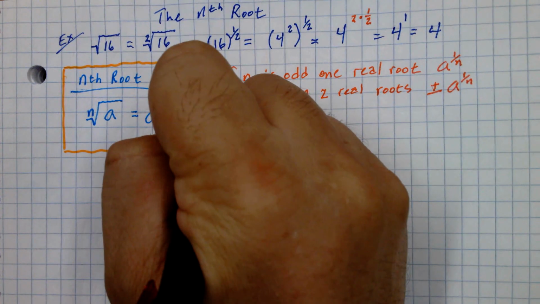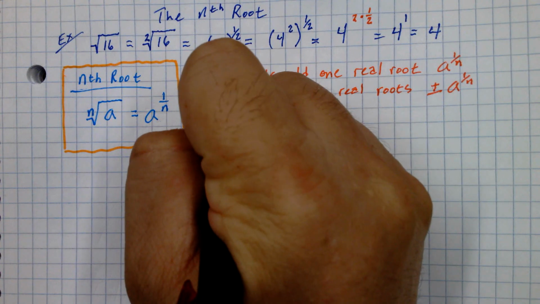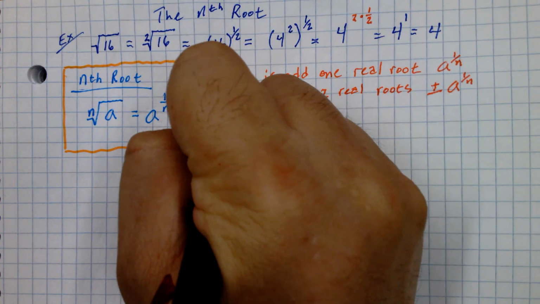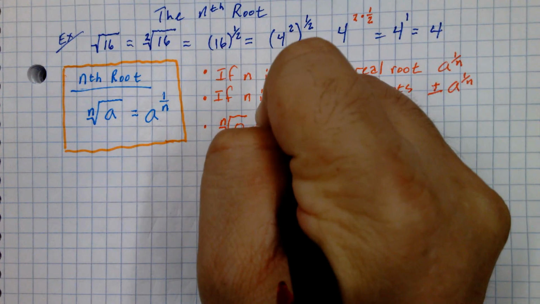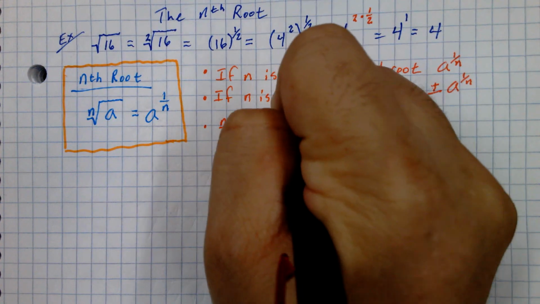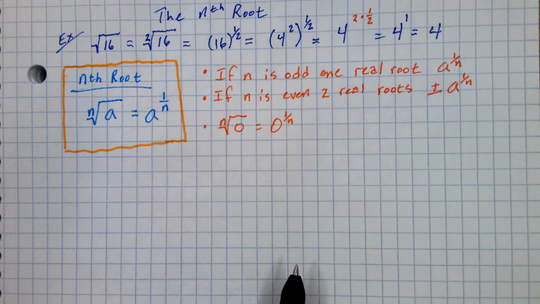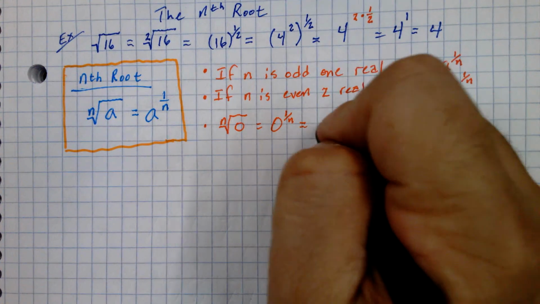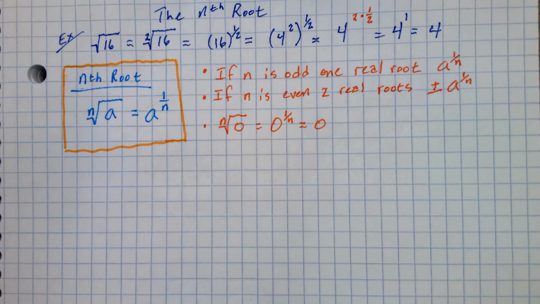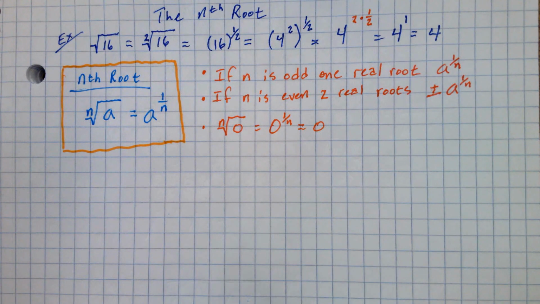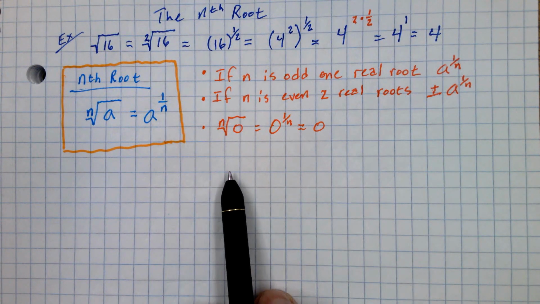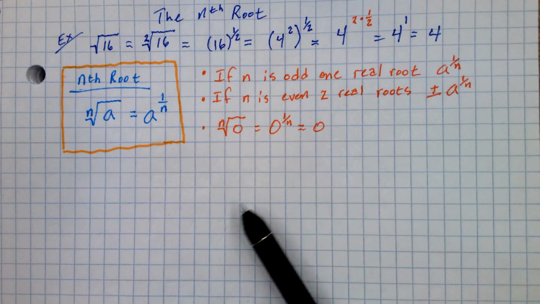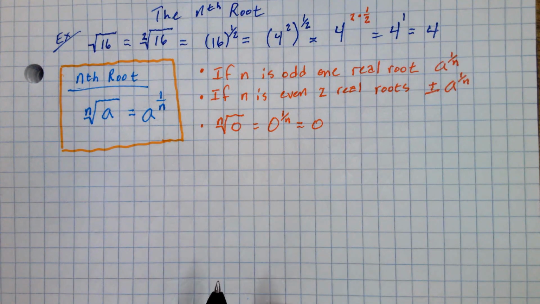Now, here's another one. The nth root of 0 equals a to the 1 over n. And what does that all equal? 0. So the nth root of 0 is just 0. Square root of 0 is 0. Cube root of 0 is 0. The 100th root of 0 is 0.